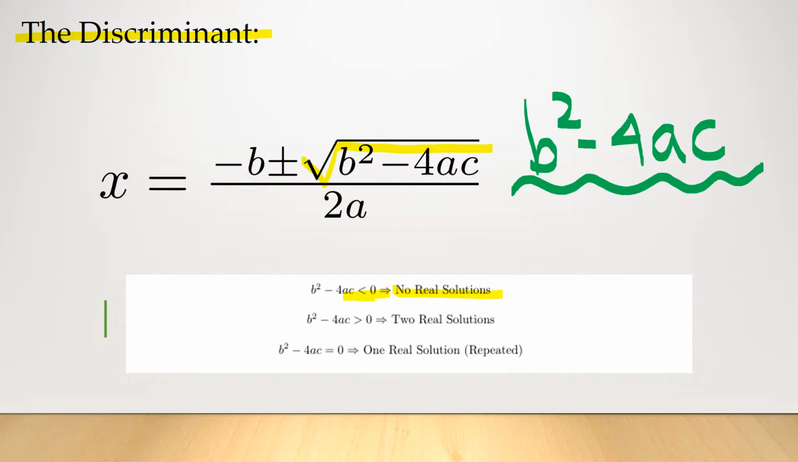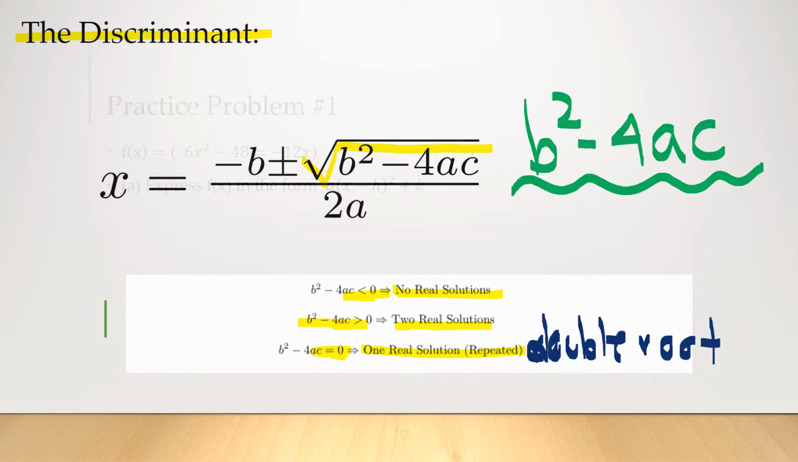If you plug it in and you get that number, the discriminant is greater than 0, then you have 2 real solutions. And if you plug it in and the discriminant is exactly equal to 0, then you have 1 real solution, otherwise known as a double root.